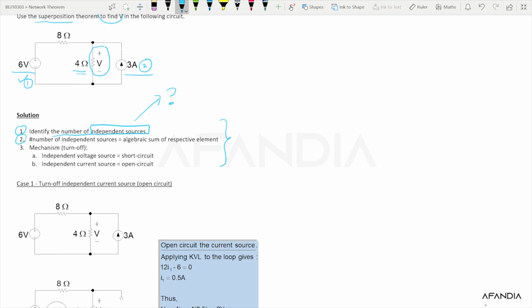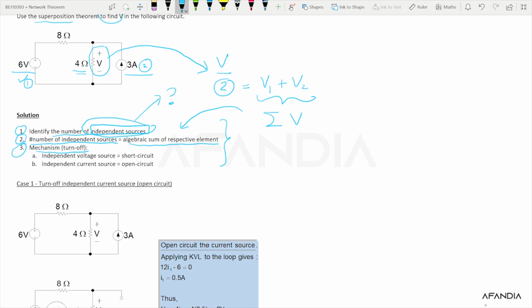Number 2, the number of independent sources equals the algebraic sum of the respective elements. Because we are being asked to identify V, and because we have two independent sources, we are going to have V1 plus V2. This is what we call the algebraic sum of V. Number 3, our mechanism is to turn off our independent sources, whereby we make our voltage source a short circuit and our current source an open circuit.